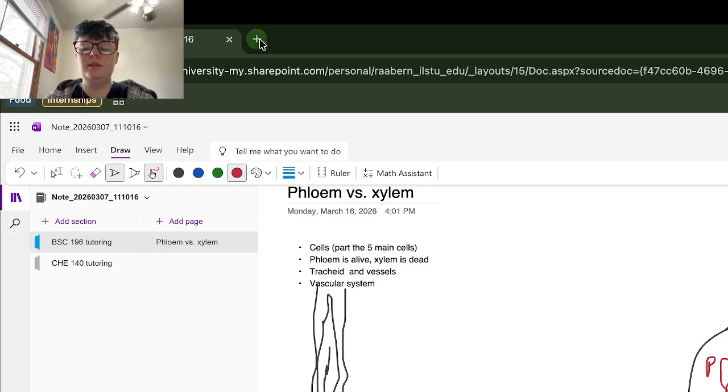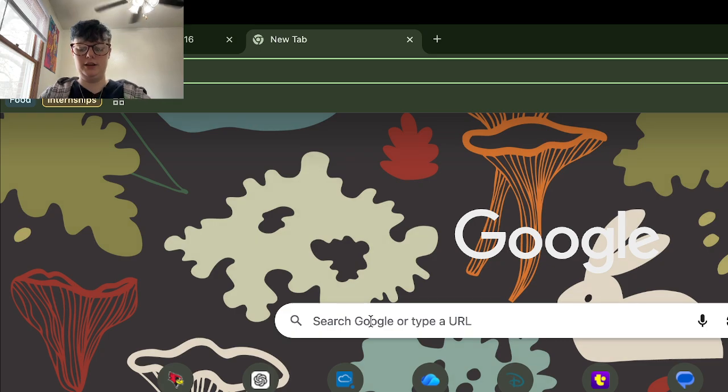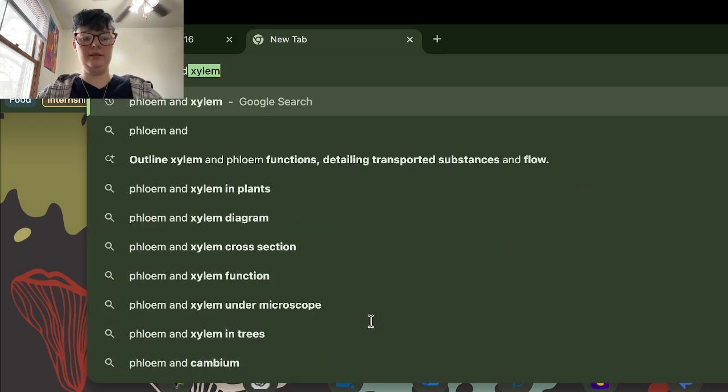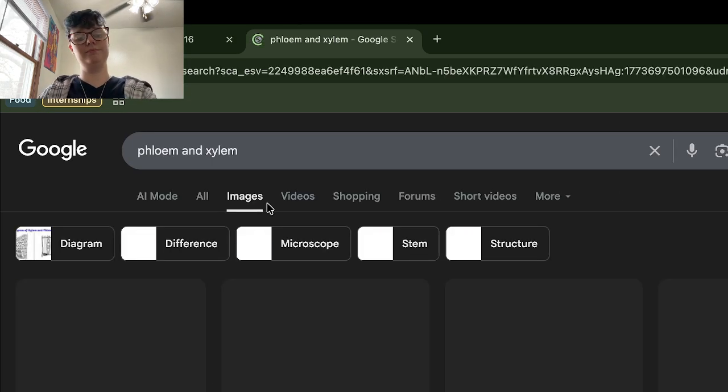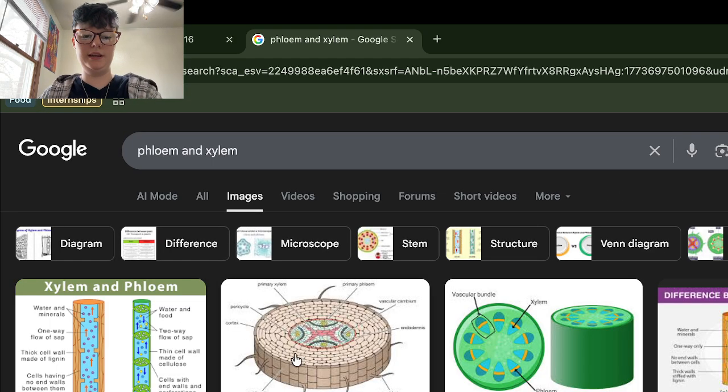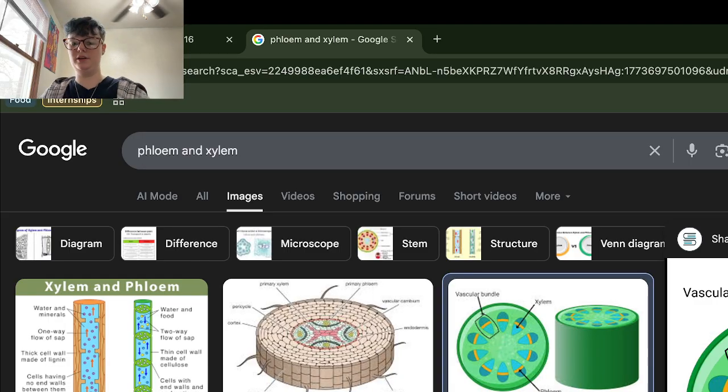So there's probably a better image I can show you guys, actually. Phloem and xylem. Yeah, so here we go. This is what I was trying to draw. So you're going to have the vascular bundle, which is phloem and xylem together, but right here you'll have the pith, and then you'll have the xylem on the inside, and then a little divider, and then the phloem.